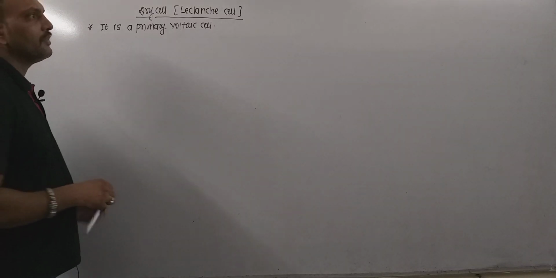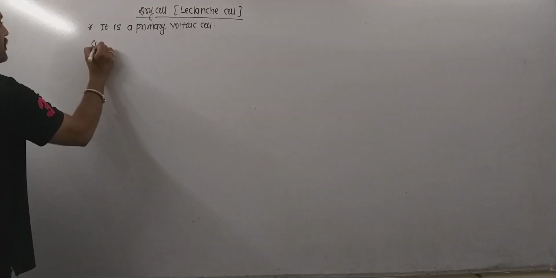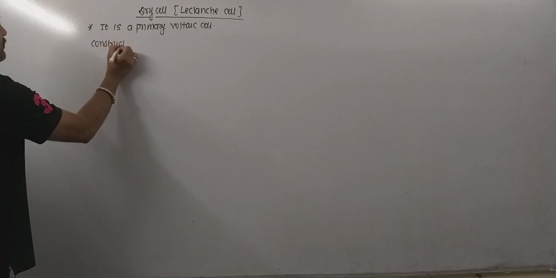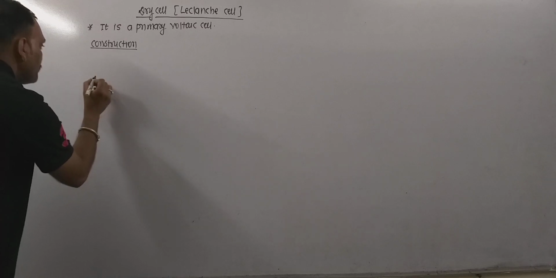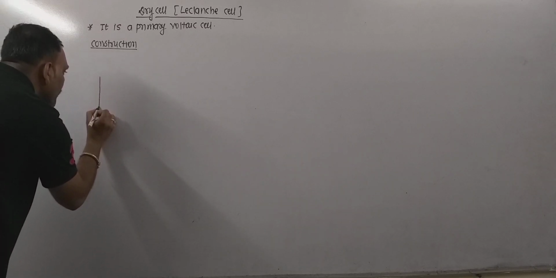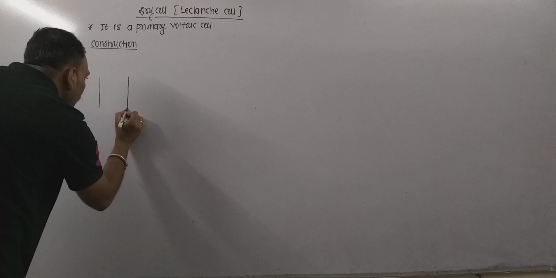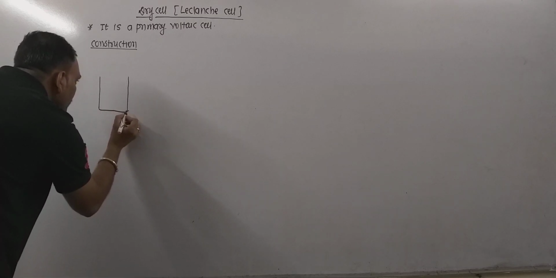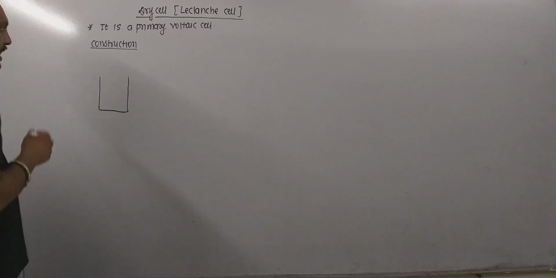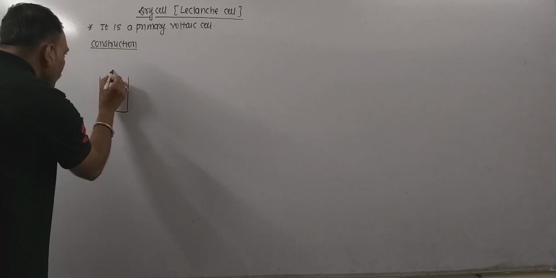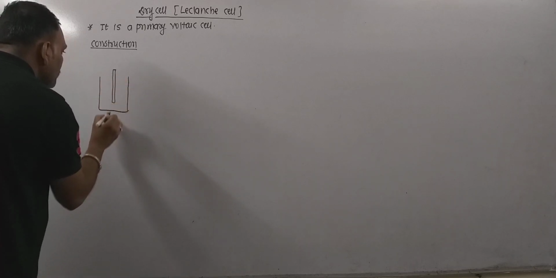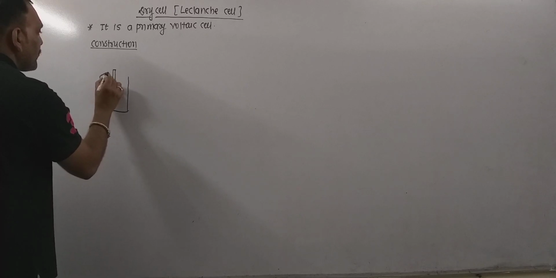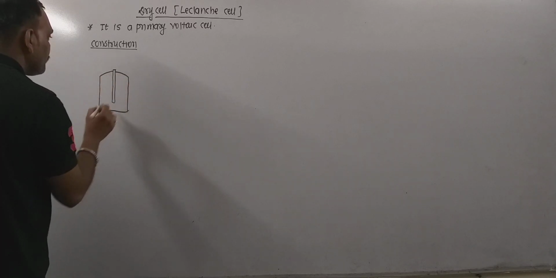Now let's see the construction of it. So construction of dry cell. Now what does a dry cell consist of? Remember, dry cell consists of a zinc vessel. This is a zinc vessel which itself acts as anode, and a graphite electrode is suspended at the center, but remember, it does not touch the base. And this graphite electrode acts as a cathode.